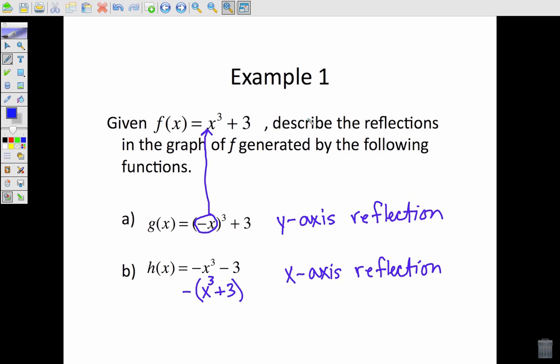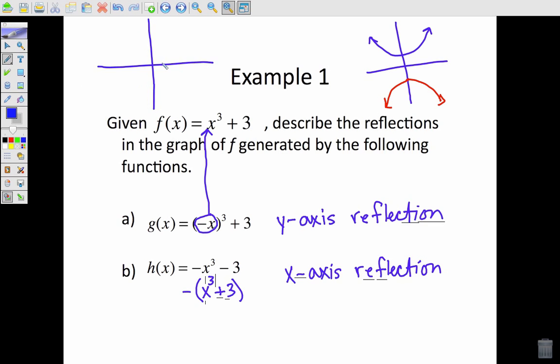Okay? All right, so those two things here, x-axis reflection and y-axis reflection, this would be an example of an x-axis reflection. I've got a parabola here opening up, and maybe the opposite of that would be then it opening down like this. Okay? An example of a y-axis reflection. I've got a square root function opening to the right. So the opposite of that would be it opening to the left, like that.